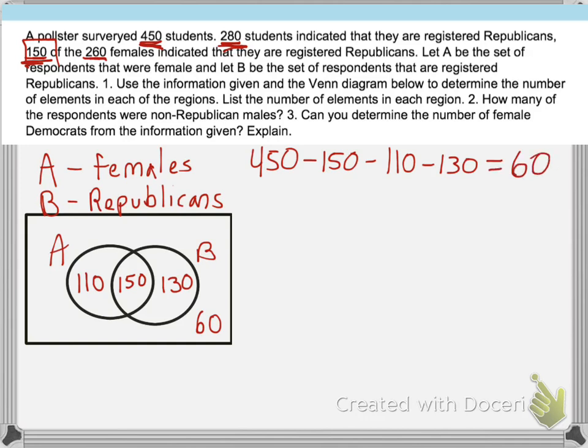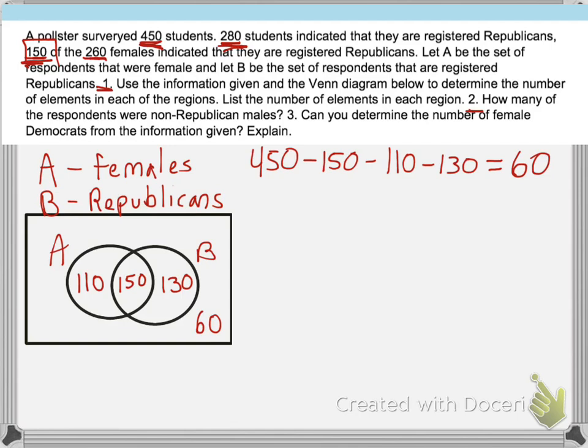So now we've taken care of setting it up. We have some questions though. Question number 1, use the information. Okay, actually we've done question number 1. Question number 2. How many of the respondents were non-Republican males? When you're answering a question, you have to ask yourself, am I in a set or am I not in a set? Am I inside the set or am I not going to be in the set?